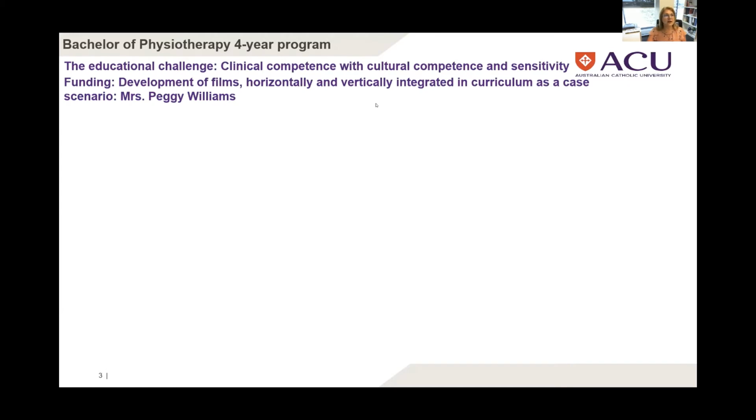So in order then to be able to develop a better link for our students between the theoretical and clinical skills, practical skills they're learning in the first 3 years with the 4th year clinical placements, we were able to secure some funding, and we developed a series of films. The films then were used to horizontally and vertically integrate an Indigenous patient as a case scenario across the 4 years. And so the challenge that we faced in developing these films was actually being able to both clinically and culturally represent the patient and ensure that the students are able to link and integrate the two together.